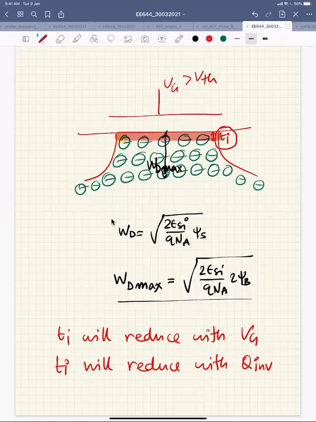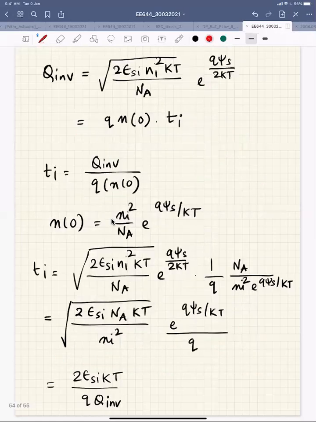And how does it happen? If you look at this equation for Q inversion, we have derived it. I could also write this Q inversion as Q times n0, where n0 is the number of electrons at the surface. Q times n0 is the total charge, Ti. Keep in mind this unit is per centimeter square for Q inversion, while this unit is per centimeter cube.